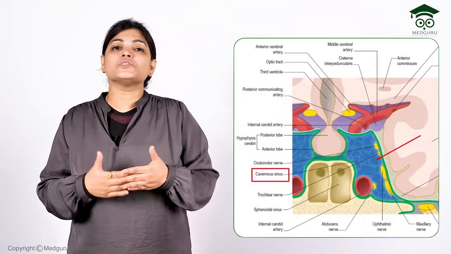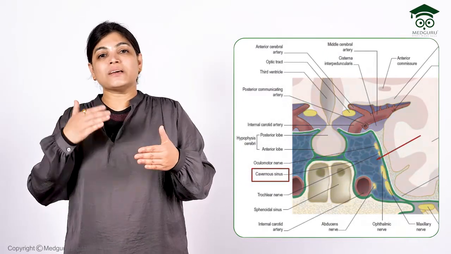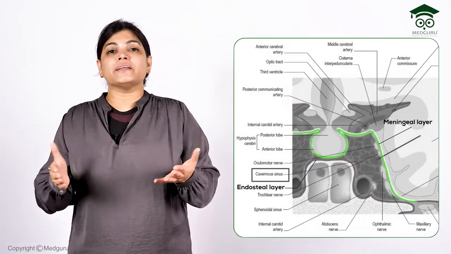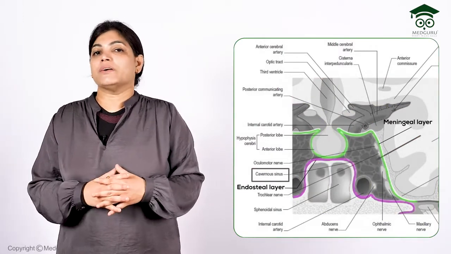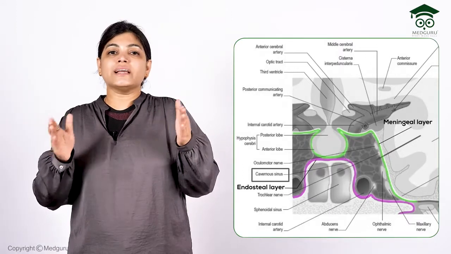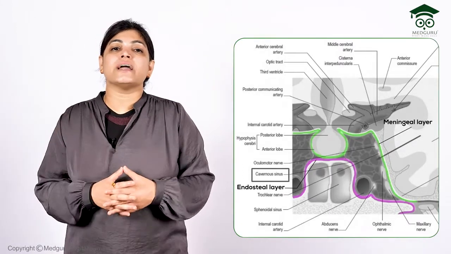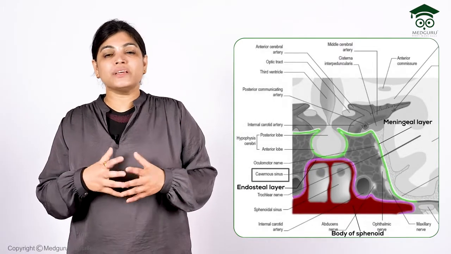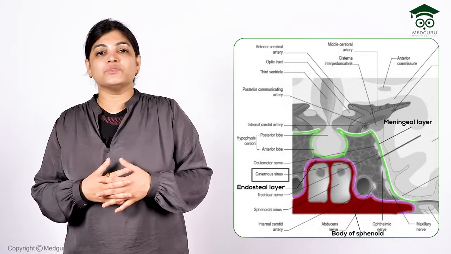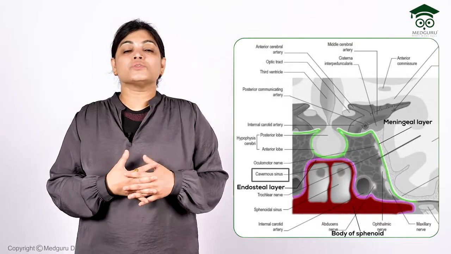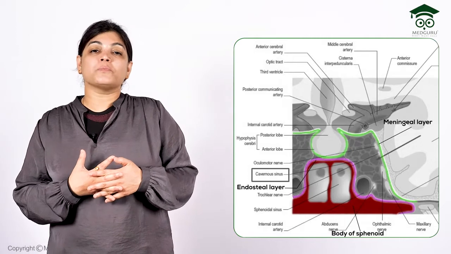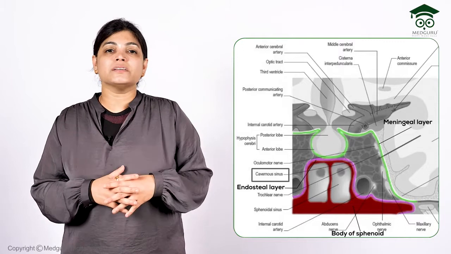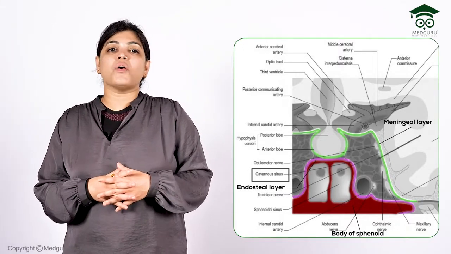Now this cranial dura has got 2 layers. It has got a meningeal layer and it has got an endosteal layer, and this meningeal and endosteal layer separate to form cavernous sinus. So the exact location is, it is lying on either side of the body of sphenoid, and it's formed due to separation of these 2 layers. Anteriorly, if you will see, it is related to the superomedial aspect of the superior orbital fissure. So this was just an introduction part of cavernous sinus.